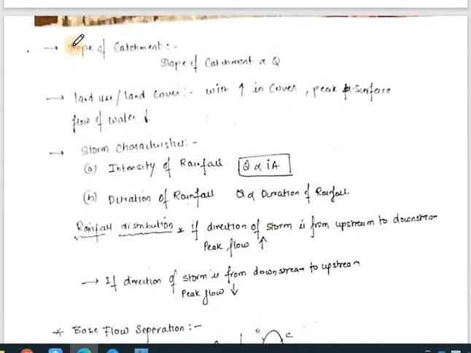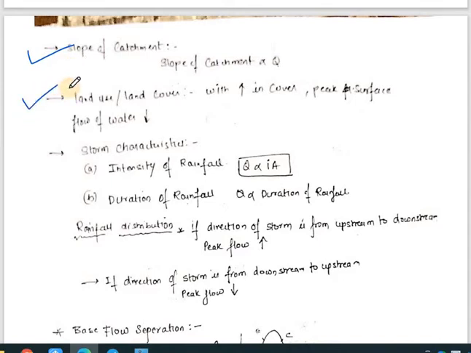After that, the slope of the catchment area. If the slope is more, water will not be retained on the soil and will ultimately flow and join the stream. So this will create more runoff. When the slope is not very steep, when there is flat ground, water will be retained on the soil more and absorbed by the soil more, so it will create less runoff. So ultimately, the more the slope, the more the runoff. The less the slope, the less the runoff.